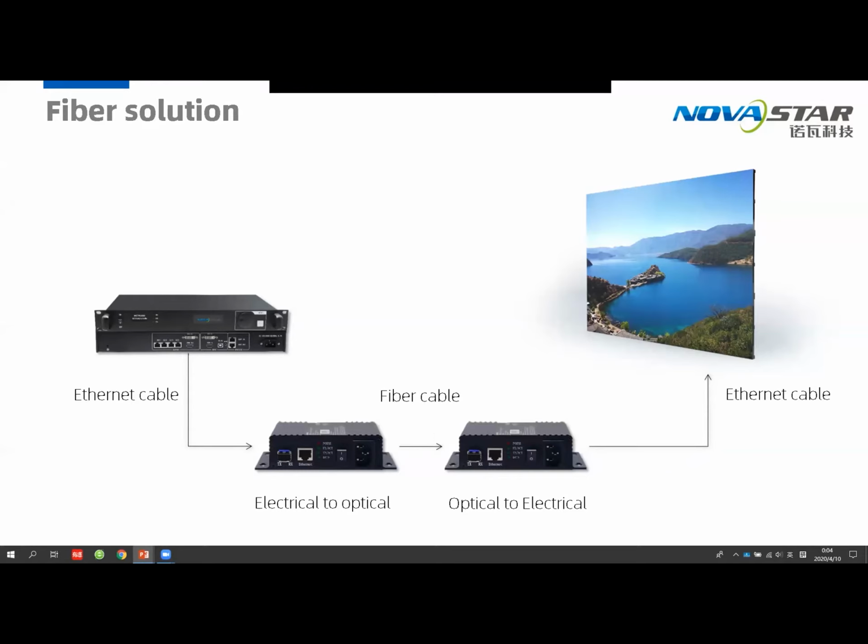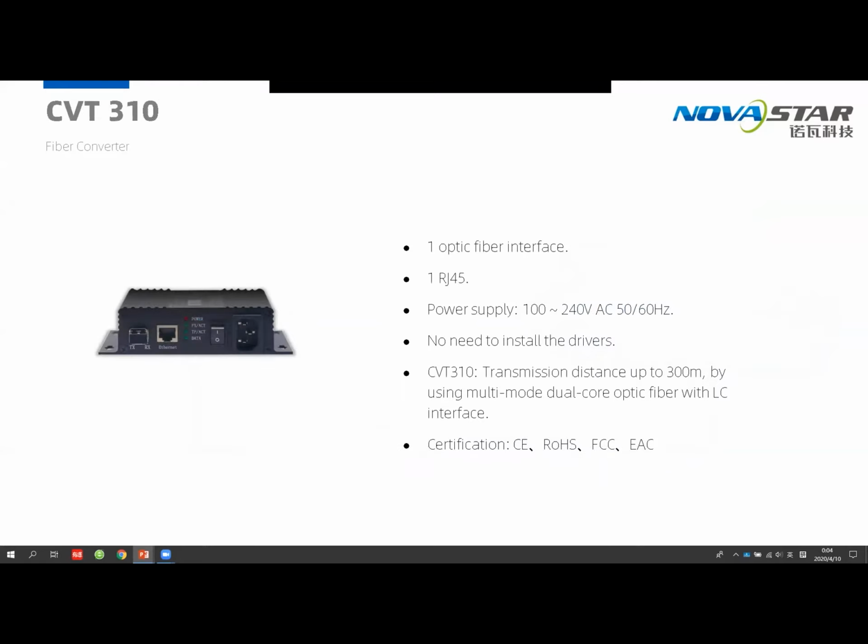So here we know that each output from the sending card needs 2 pieces of converters. This converter we call CVT 310, and the transmission distance is 300 meters. But one thing to remember is that this device needs to work with multi-mode dual-core optical fiber.